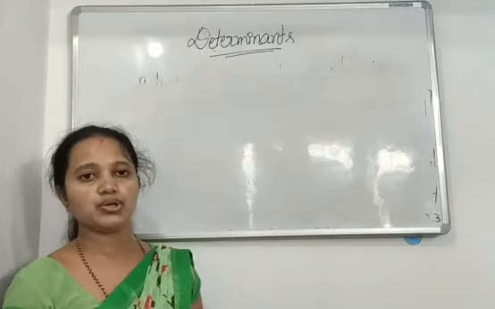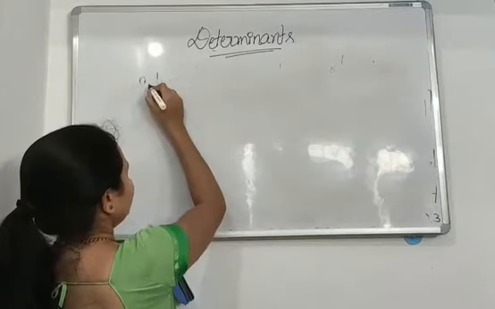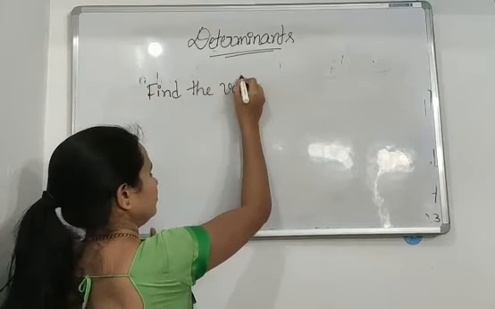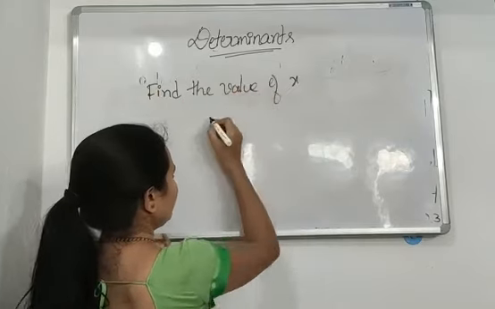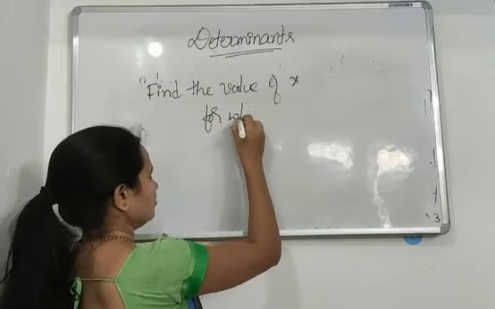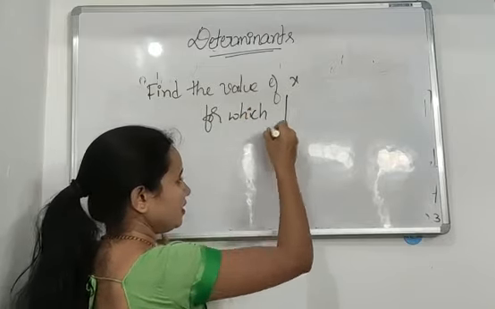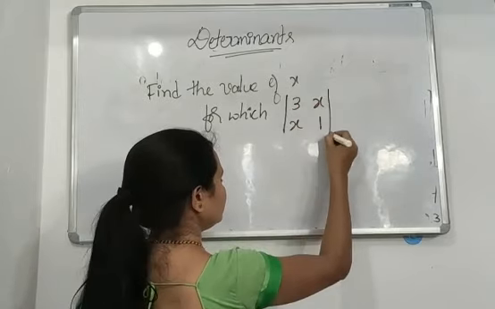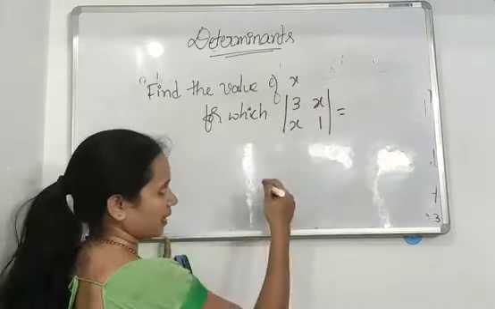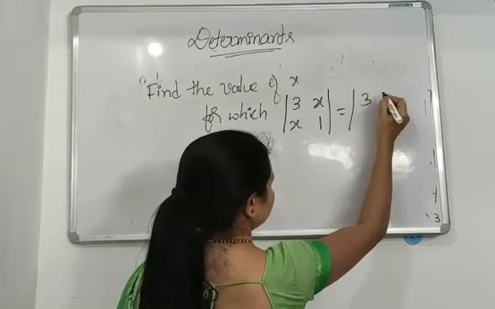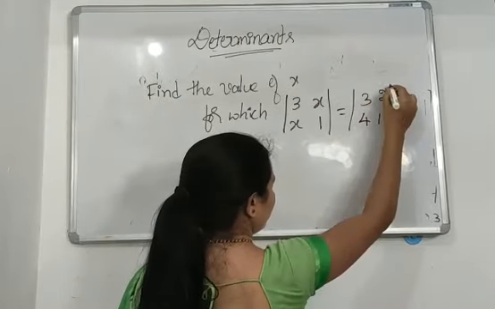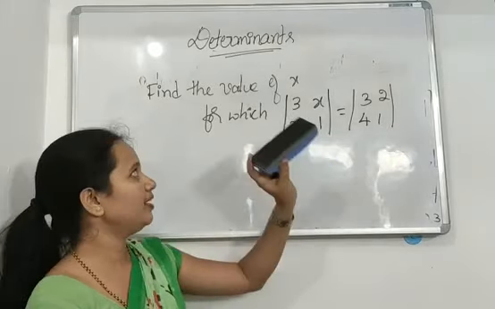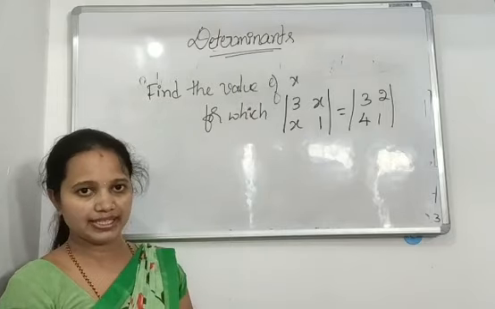In the exam, they may ask a question like this. Find the value of x for which the determinant of 3, x, x, 1 is equal to the determinant of 3, 2, 4, 1. So here these two determinants are equal. By using that, we have to find the value of x.